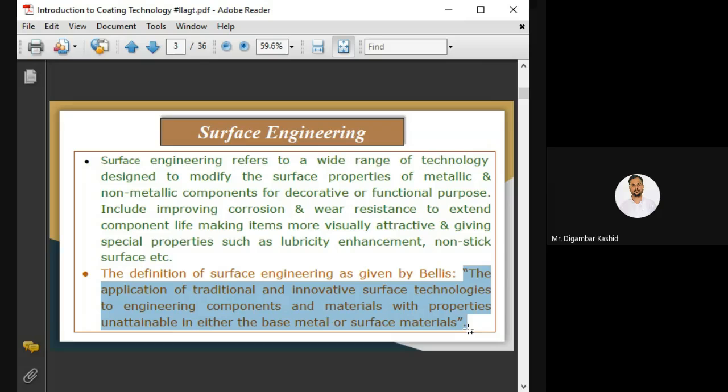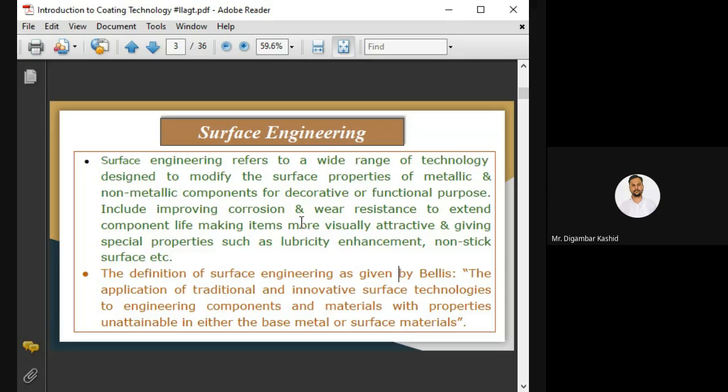So we have to apply the traditional and innovative surface technology methods. We have to go for coating or altering or modifying the surface properties of an engineering component and material, with properties that are otherwise unattainable. That is the modification, in either your base metal or your surface metal. Okay, this is the standard definition.